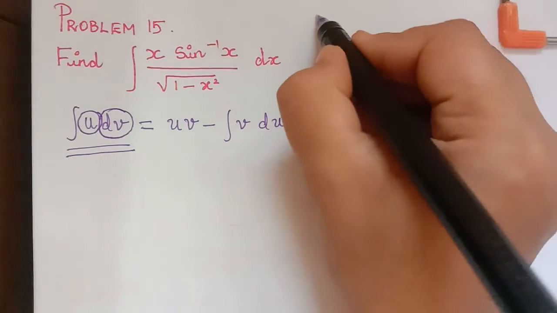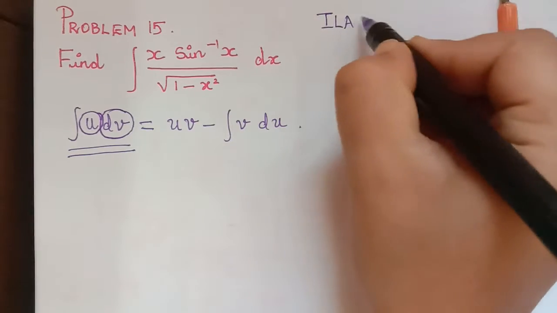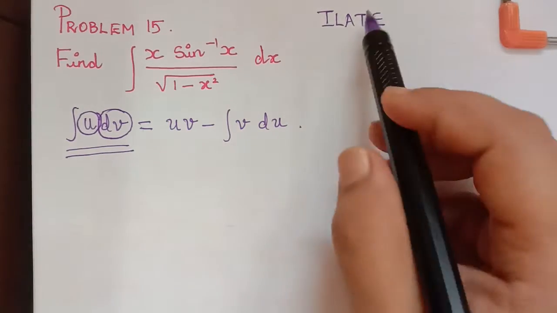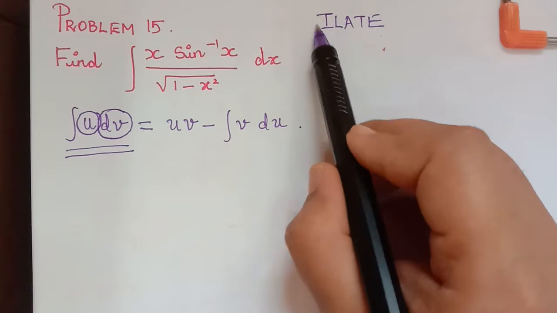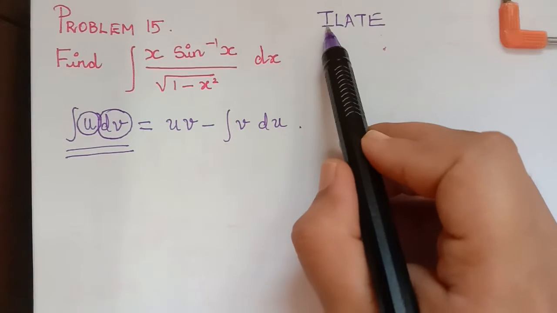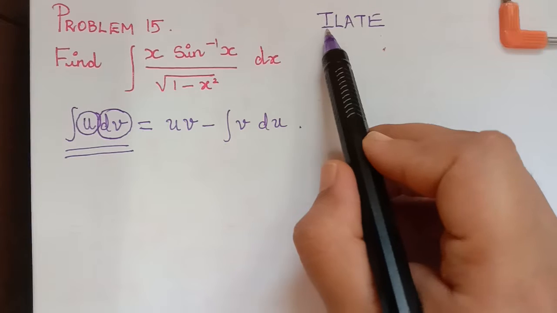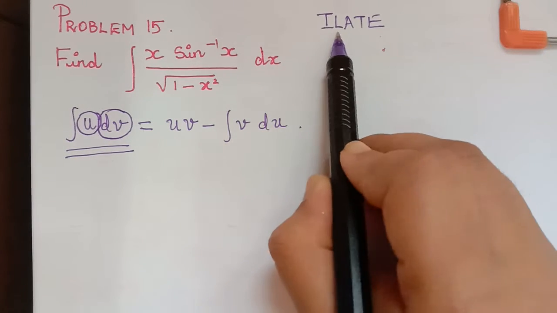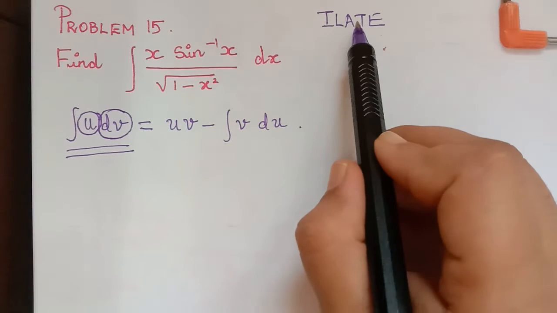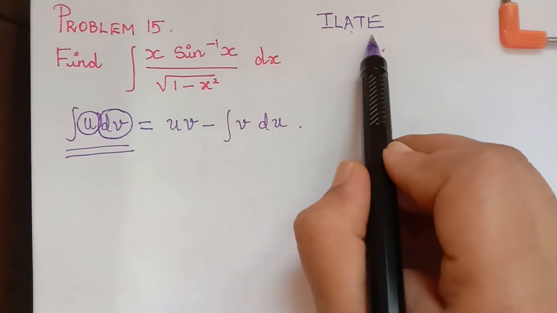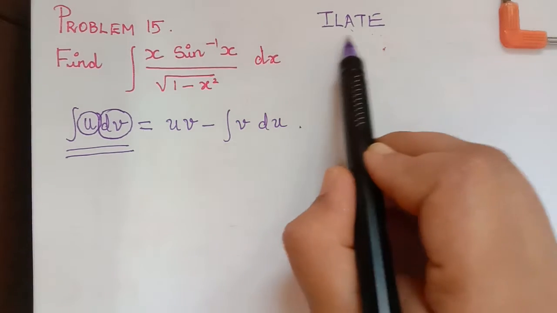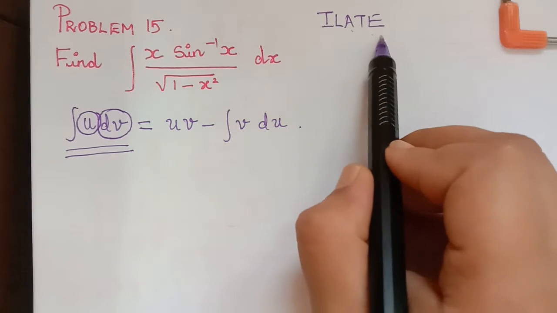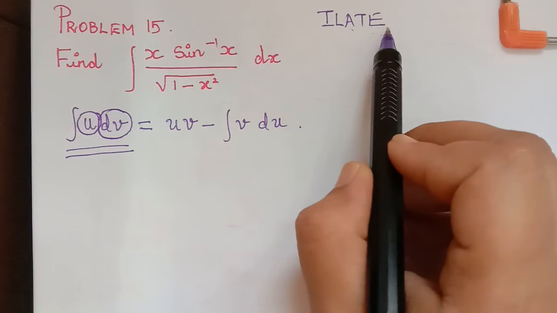We have to use ILATE. We have to make the choice of u in this order. If the function is an inverse function, then first we have to make the choice of u as the inverse. If the inverse function is not there, then we have to look out for the logarithmic and then the algebraic and then trigonometric and the exponential. To understand this better, kindly go and check out the previous video lectures on integration by parts.